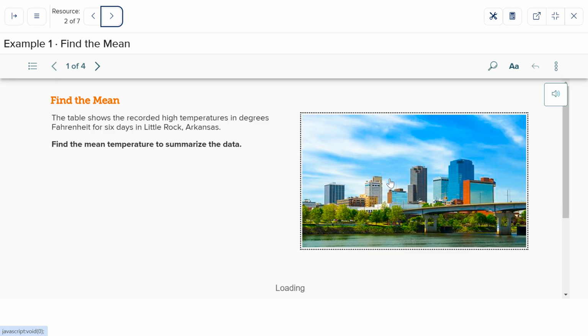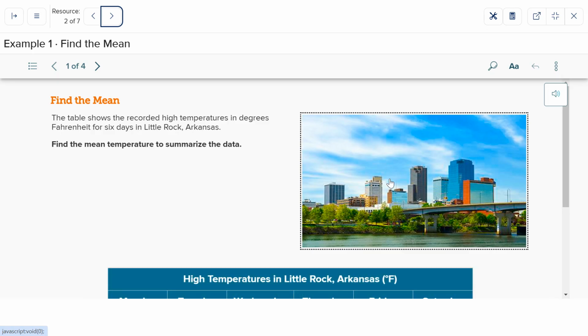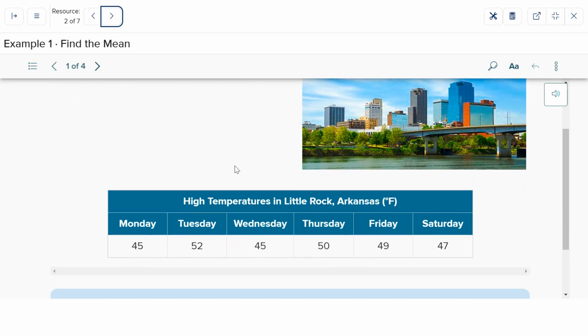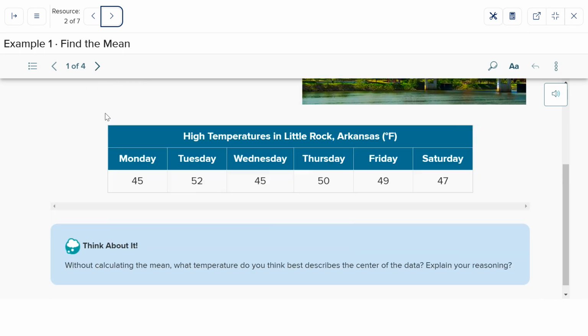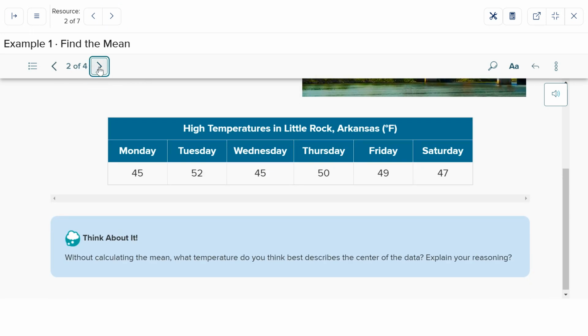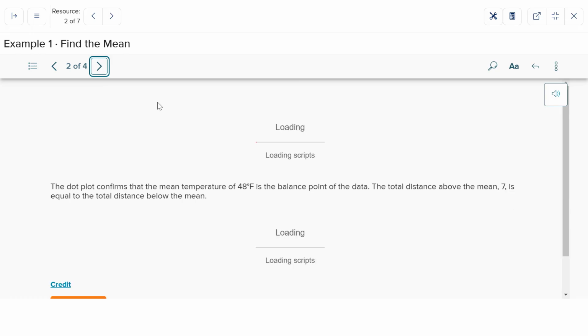The table shows the recorded high temperatures in degrees Fahrenheit for 6 days in Little Rock, Arkansas. Find the mean temperature to summarize the data. So here's our table. And so we're going to find the mean, which is where our charts in a science class come from, finding the average, the mean.